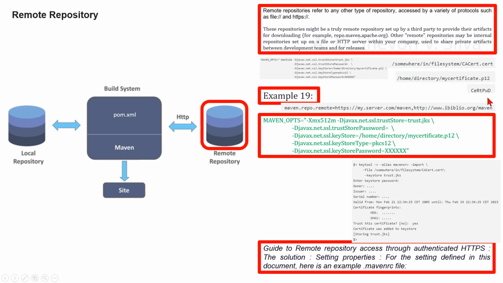The remote repository is referenced either through a pom.xml file here. Solution for Maven to use this repository, we take 2 steps: create a store to hold the server certificate using Oracle's keytool, and define properties to be used by the HTTP client for finding certificates.